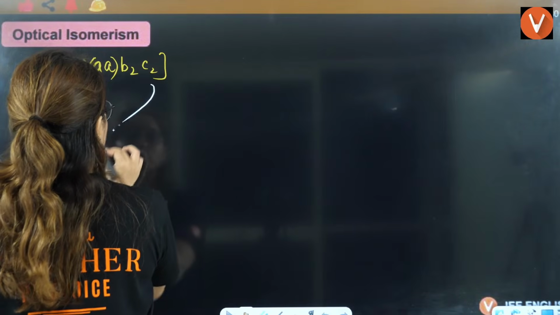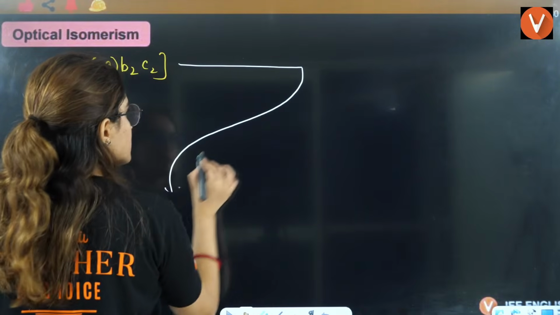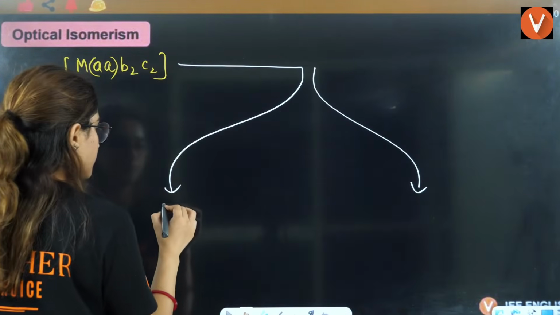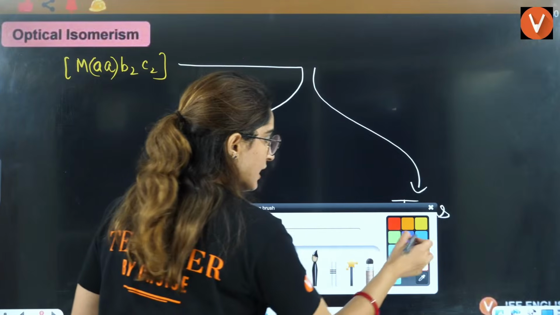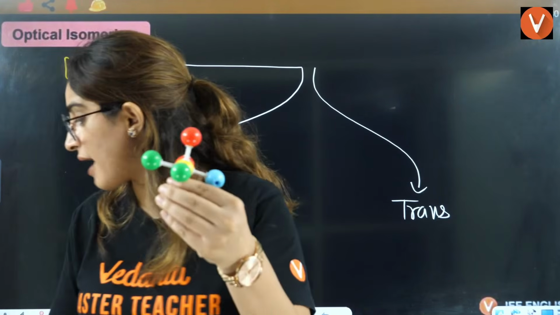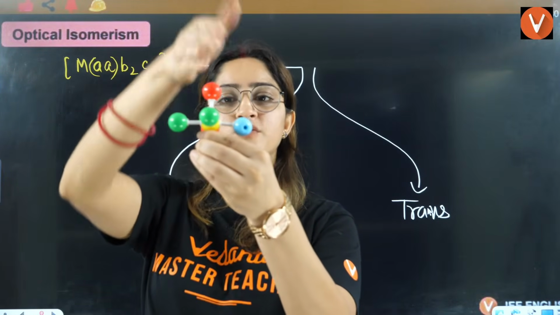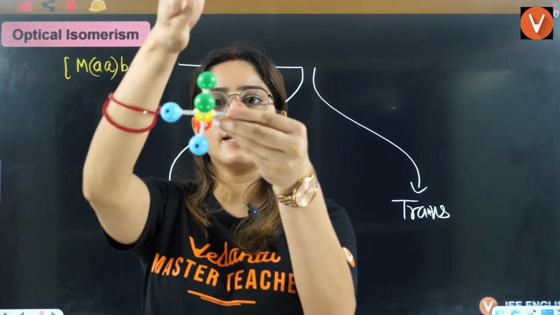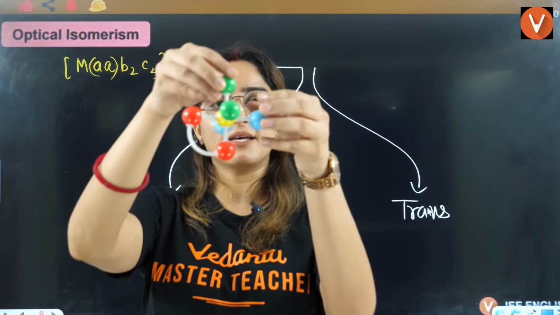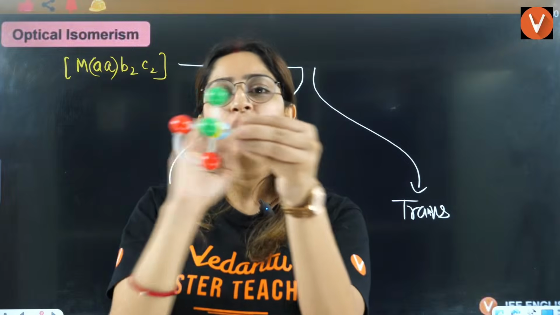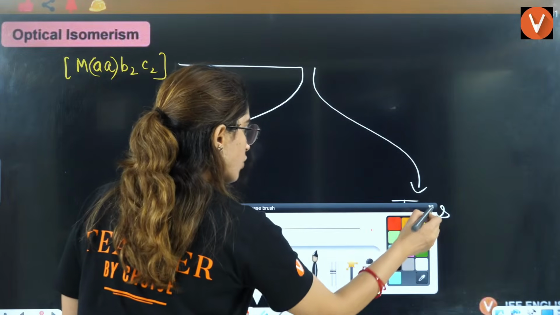Two forms are possible here: one is cis and the other is trans. In cis, you can see that no matter how I try to pass the plane, there will always be something that is different. These two are different. If I pass it like this, these two are definitely not possible. If I pass it like this, these two are different. If I pass it like this, definitely not possible. So that means it always shows no plane of symmetry.